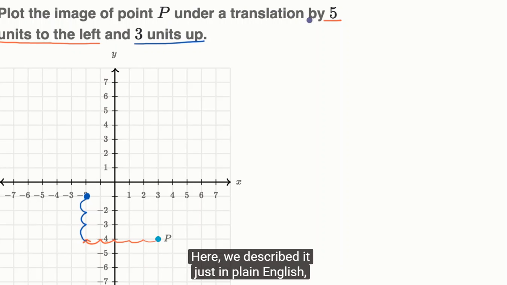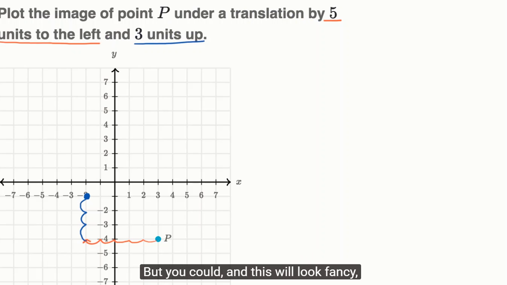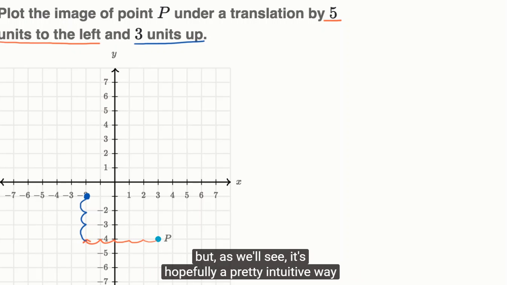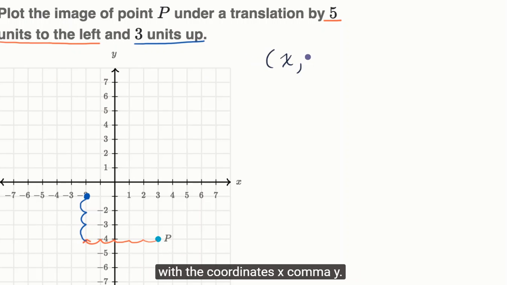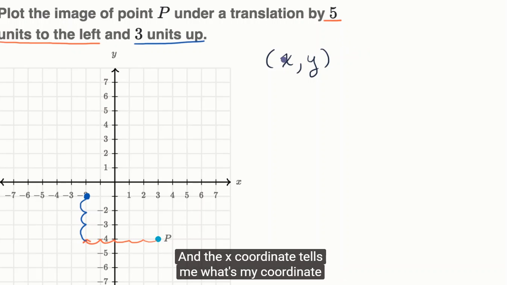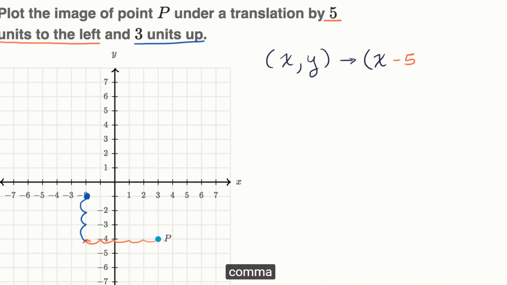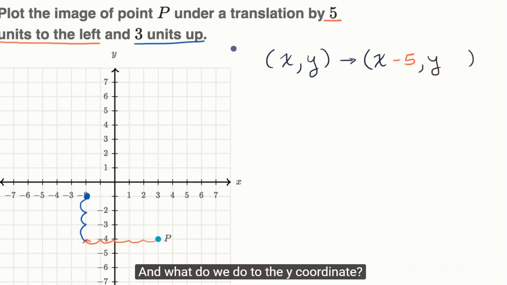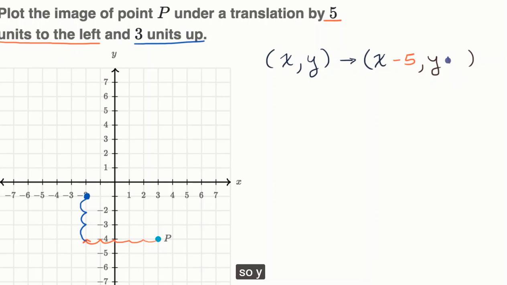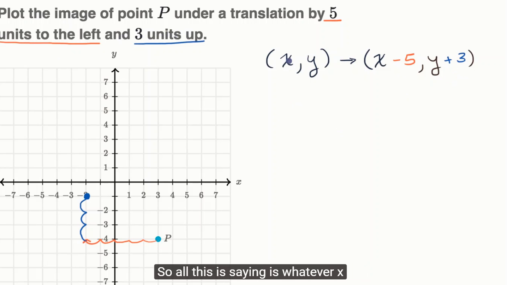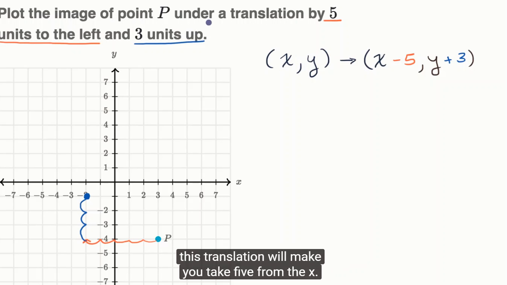Here we described it just in plain English by 5 units to the left and 3 units up. But you could, and this will look fancy, but as we'll see, it's hopefully a pretty intuitive way to describe a translation. You could say, look, I'm going to take some point with the coordinates x, comma, y. And the x-coordinate tells me what's my coordinate in the horizontal direction, to the left or the right. And so I want that to be 5 less. So I would say x minus 5, comma, y. And what do we do to the y-coordinate? Well, we're going to increase it by 3. We're going to translate 3 units up. So y plus 3.